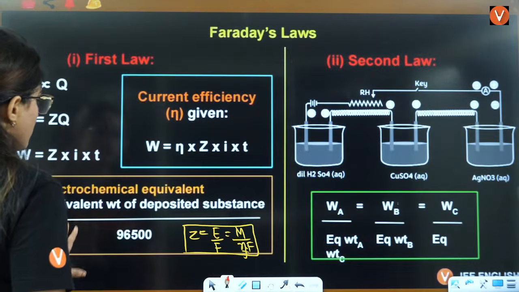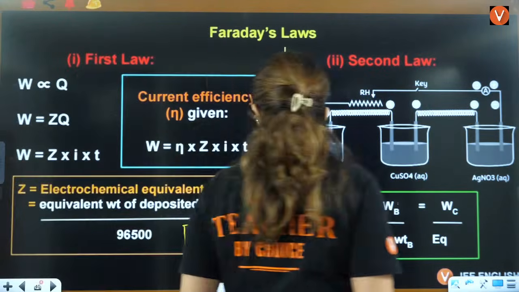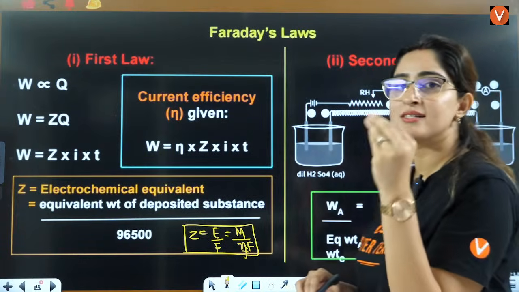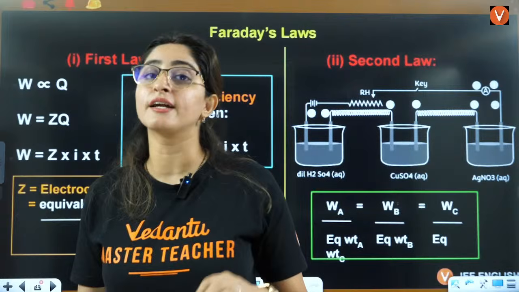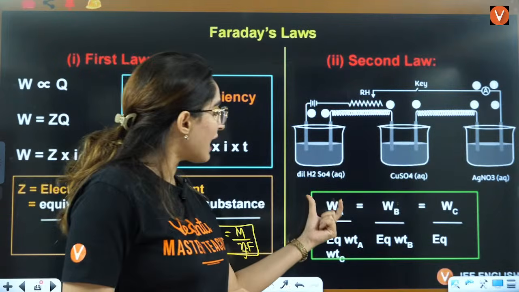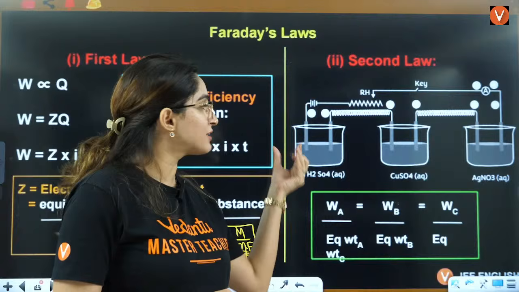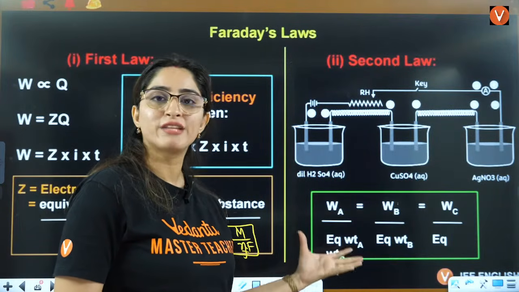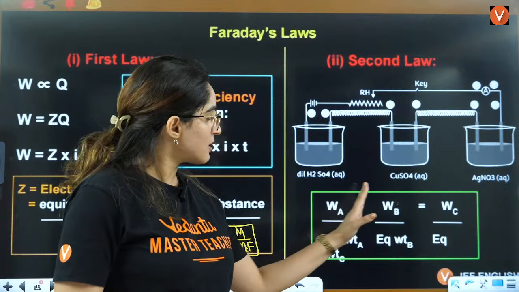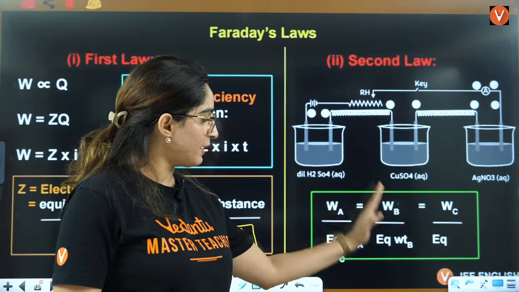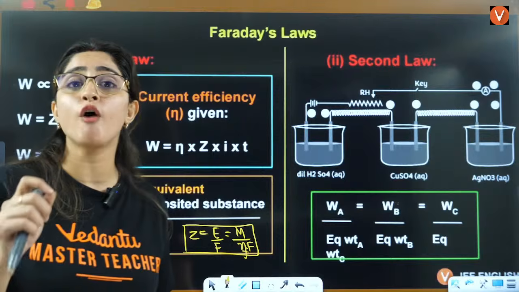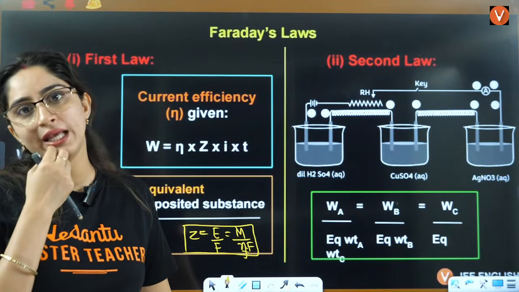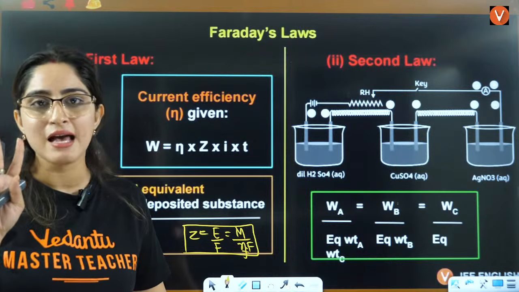Understood? Now next is Faraday's second law. Faraday's second law says that if the electrolytic cells are connected in series, then the weight deposited on a particular electrode divided by the equivalent weight of that electrode is equal. The ratio for A, B and C will be equal. The ratio of weight deposited to equivalent weight is going to be equal here. That is Faraday's second law.